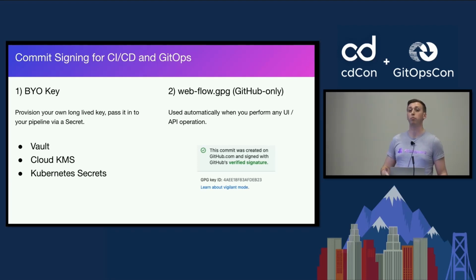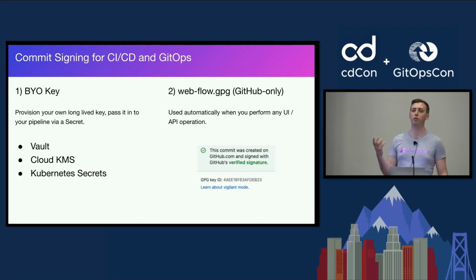One of them is bring your own key. This is where you provision a long-lived key, usually in a key management system, Vault, Cloud KMS, Kubernetes secrets, and you make that available to your CI/CD pipeline via some mechanism. The other thing that we see pretty commonly is, this is GitHub only, though I think there are some plans to adapt this for other source forges as well.